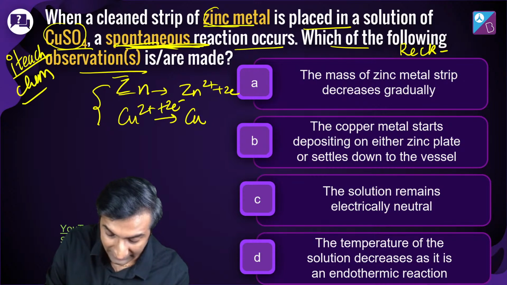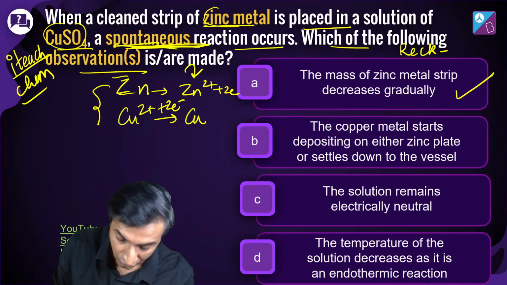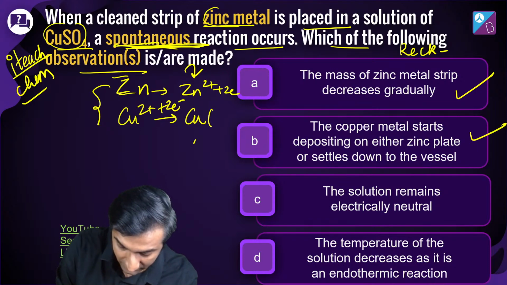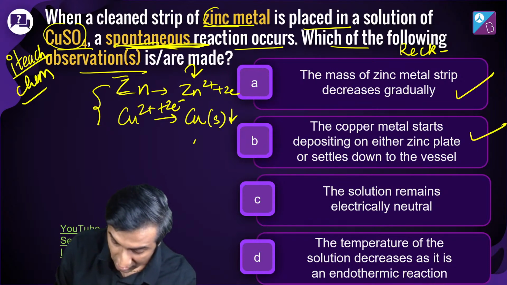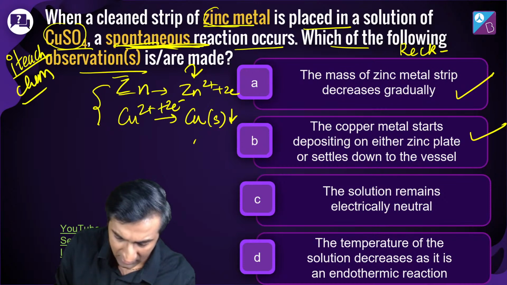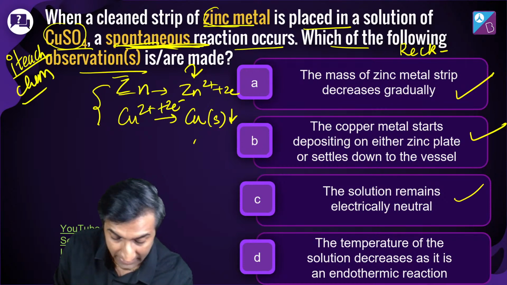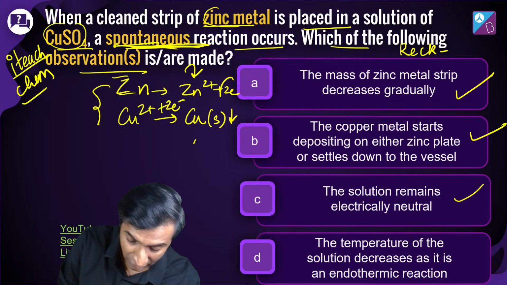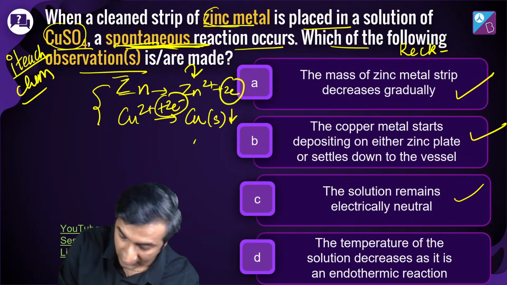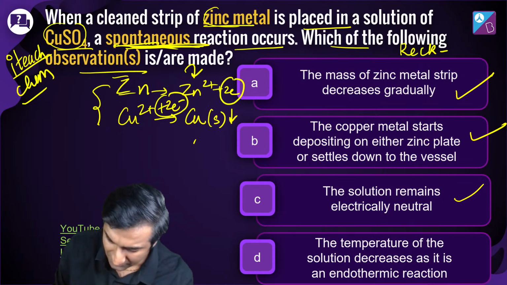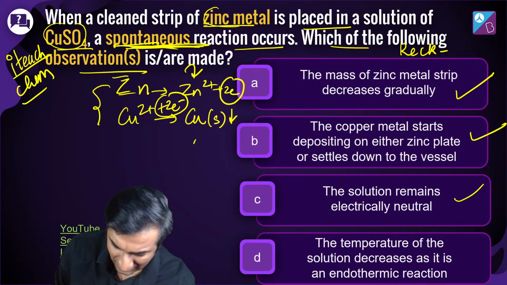अब इसको लिख लिया तो बाकी देख लो. Mass of zinc decreases जरूर, क्यों? क्योंकि it's going into solution. Copper metal starts depositing, yes, क्यों? क्योंकि copper solid, right, precipitate etc. Solution remains neutral, हाँ neutral रहेगा. क्यों नहीं रहेगा neutral भाई? न्यूट्रल क्यों नहीं रहेगा? जितने इलेक्ट्रॉन इधर फर्निश हो रहे हैं उतने ही यहाँ पे कंज्यूम हो रहे हैं. न्यूट्रल तो हमेशा रहेगा. Temperature of the solution decreases as it is an endothermic reaction.